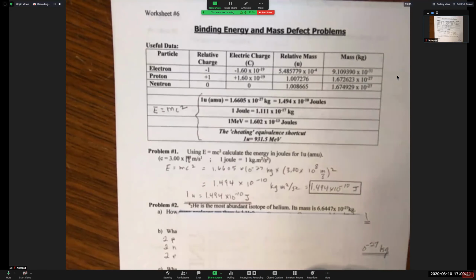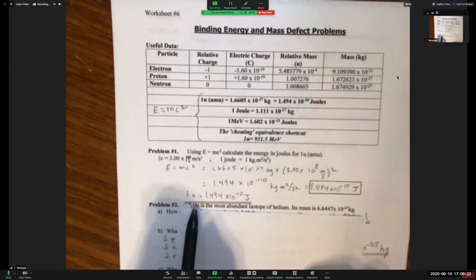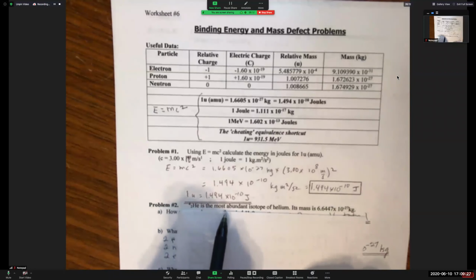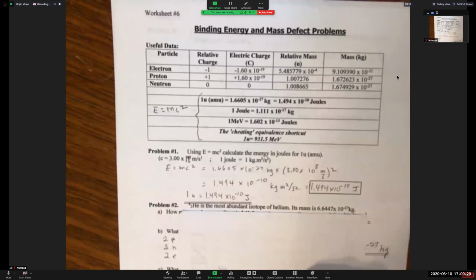So here's another problem. It says if helium-4, so here's the symbol for helium-4, 2He superscript 4. Helium-4 is the most abundant isotope of helium. Its mass is 6.6447 times 10 to the minus 27 kilograms. So that's the mass of 1 helium atom.